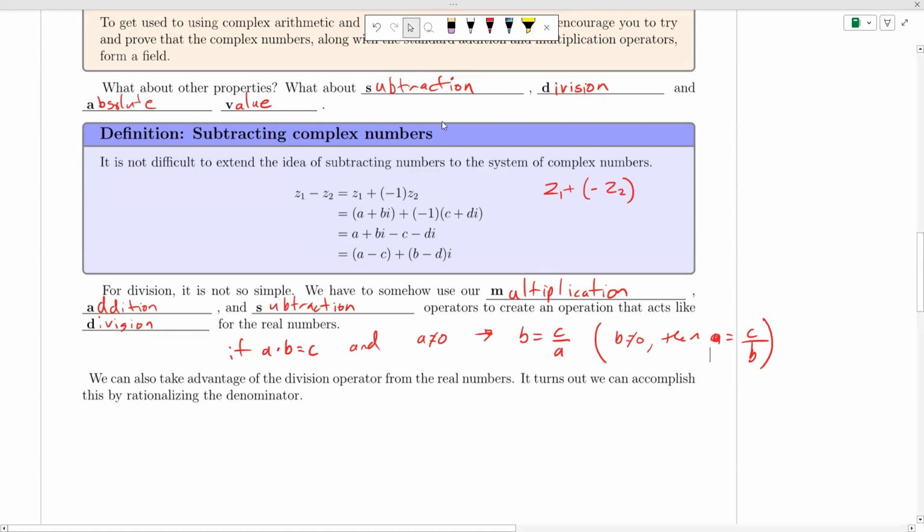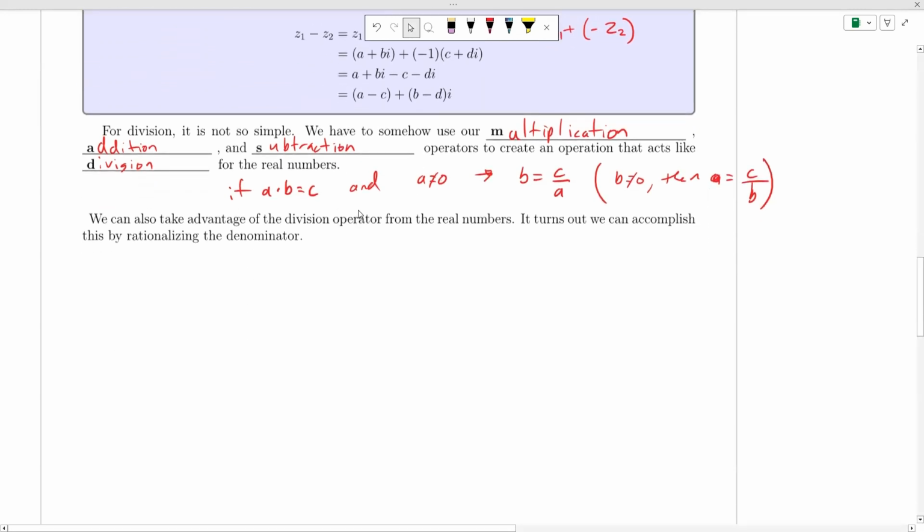And what we can do is take advantage of the division operator of real numbers. So we know what 3 divided by 5 is. We know how to divide by real numbers. So as long as I'm dividing by a real number, I'm able to somehow create the idea for division. And what I'm going to do is turn the denominator into a real number. I'm going to rationalize the denominator. This is a technique that you may have seen in calculus before, especially when you're looking at limits.